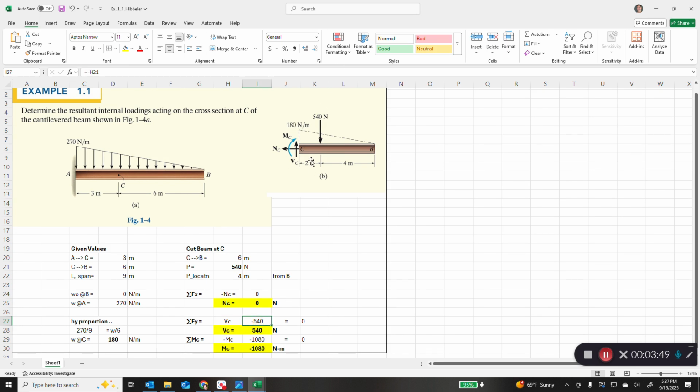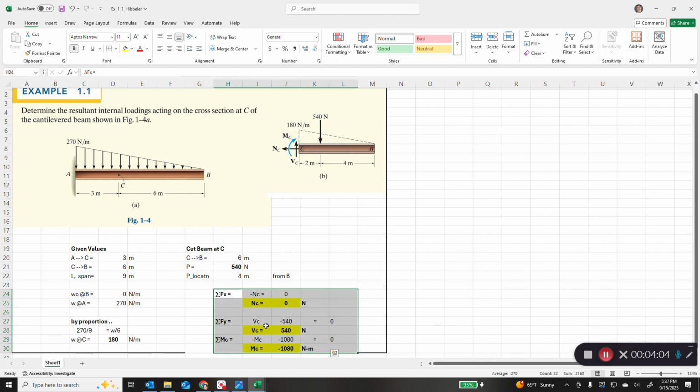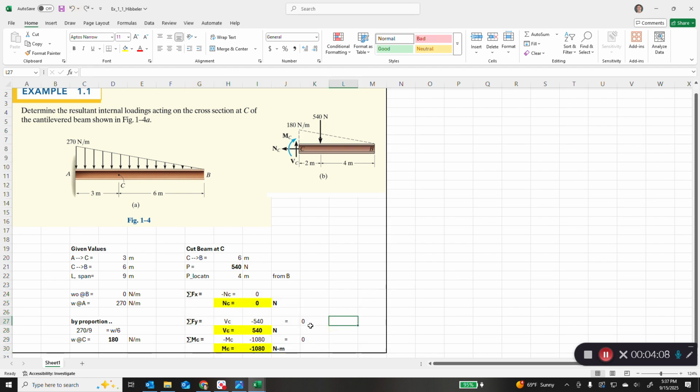And our summation of forces in the y direction, we have V sub C upward, minus 540 downward. That's the point load that replaced the distributed load. So that's V_C minus 540 is 0. These are all equilibrium equations. And so V_C is 540. Just move it to the other side of the equal sign.